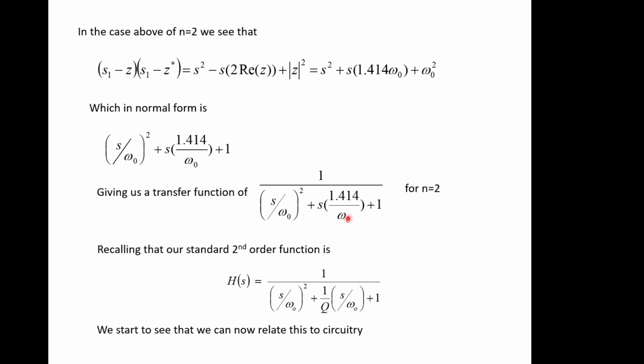So we've got numbers in it, and we can relate this to our second order template, which we've already related to the circuitry. So, having worked out where the poles are, we can now start to work out what Q is, and then we can work out what L, C and R would be in that circuitry.